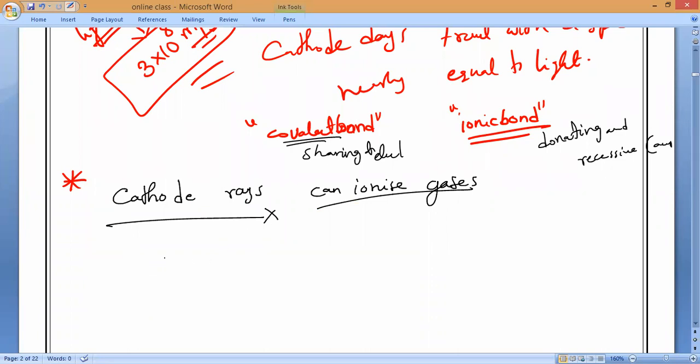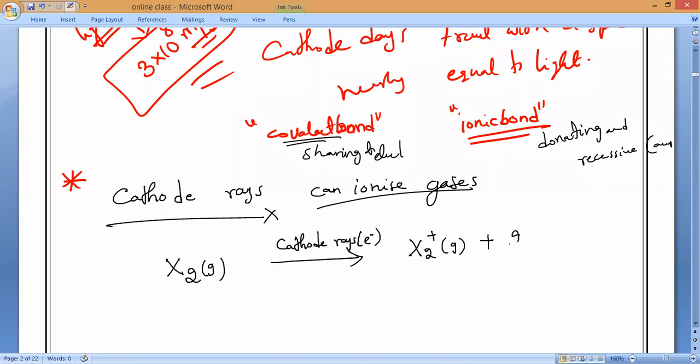If you have taken, for example, I don't know the gas name, I am just taking it as X2. This is the unknown gas. If I expose it to the cathode rays, all of you remember, cathode rays means what, guys? Negatively charged or positively charged? Negatively charged. The gas lost its electrons so it turns into an ionized, positively charged particle. X2 turns into X2 plus, means loss of electron takes place. So cathode rays can ionize the gases.